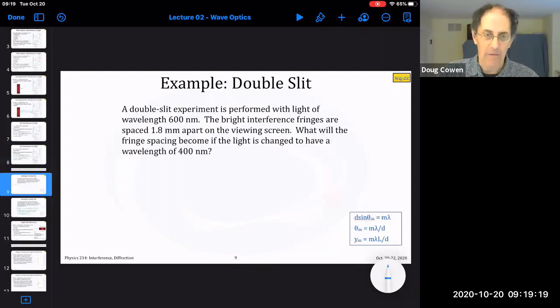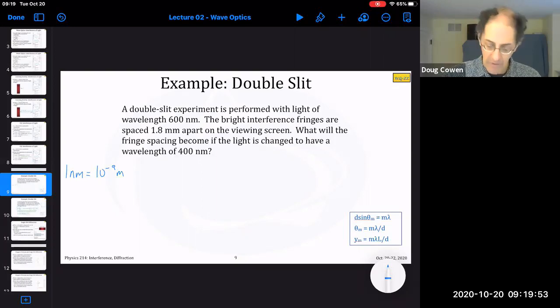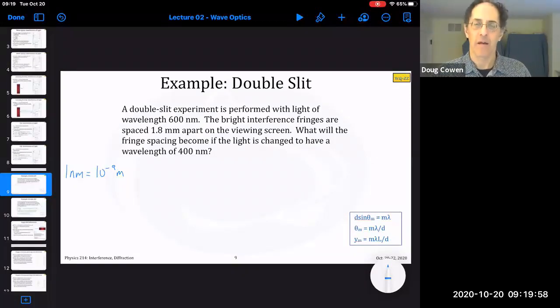All right, so let me work through this example here, where I have a double slit experiment, and it's performed with light that has a particular wavelength, 600 nanometers. And by the way, we're going to use this unit quite often in this class. 1 nanometer is 10 to the minus 9 meters, in case you didn't know. The bright interference fringes are spaced 1.8 millimeters apart on the viewing screen. So what will the spacing become if the light is changed to have a wavelength of 400 nanometers instead of 600?